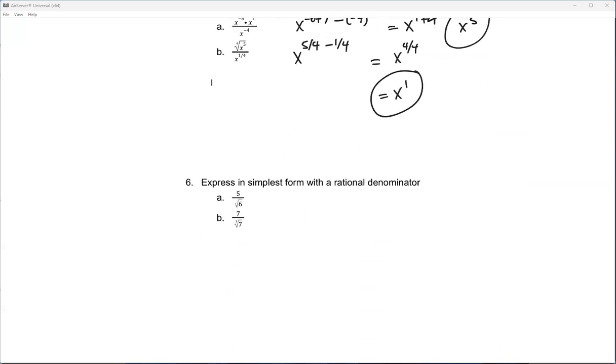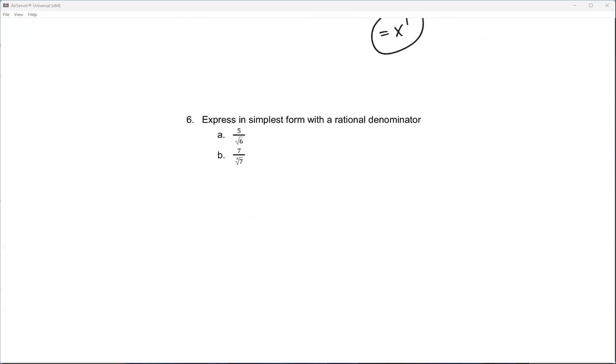Number 6, you just rationalize, so it'll be 5 over radical 6. You multiply the top and bottom by radical 6 because we want a perfect square on the bottom, so we get rid of the radical. So that is 5 radical 6 over radical 36, and so that equals 5 radical 6 over 6.